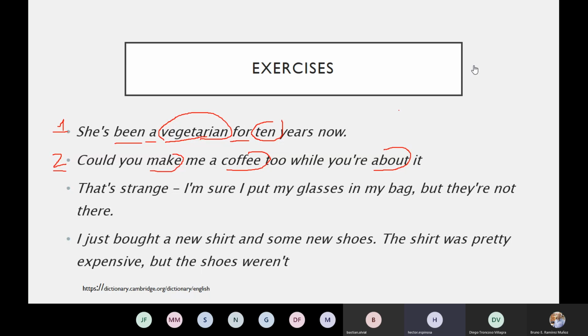All right, I think that the stress, yeah, the words with strong forms and weak forms. The strong forms are strange, sure, glasses and back.